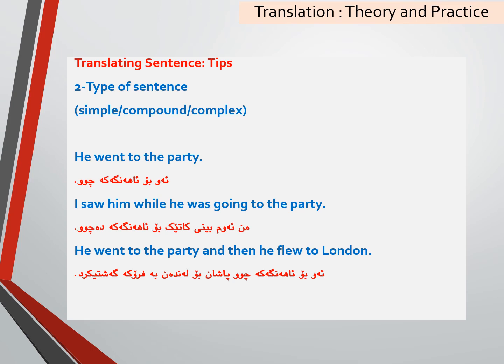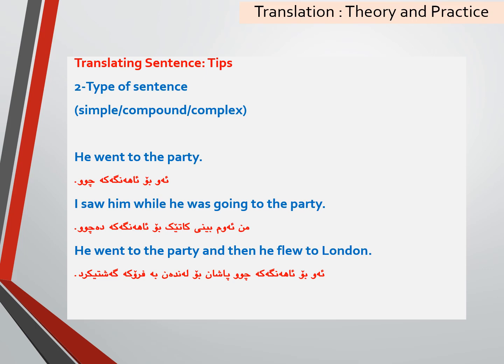There is no word فڕۆکە in the English one, but the verb flew means flying, so he took the flight, or he took an aeroplane to London. See, knowing the type of sentence, whether it is simple, compound, or complex, will also help you in translating the sentence in a good quality.